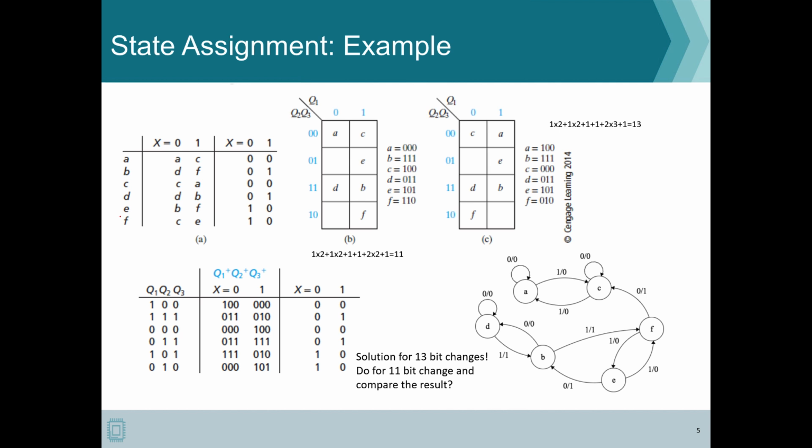So here is another example. This is our example that is given. We assume that we've already reduced the number of states in this case. So this is your reduced next state table. And once we have this, you can see there is one assignment which is given. It is easier to actually look at the state transition graph and figure it out.